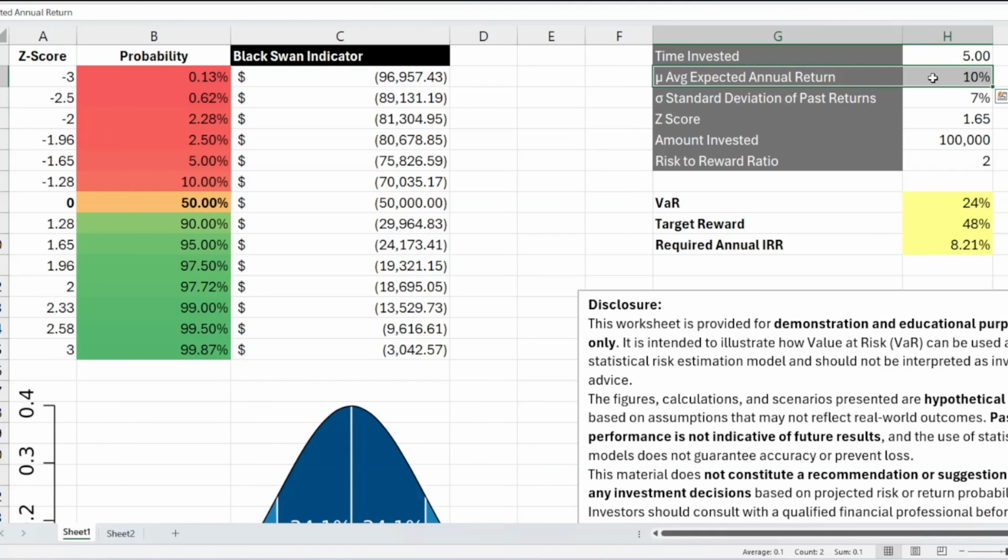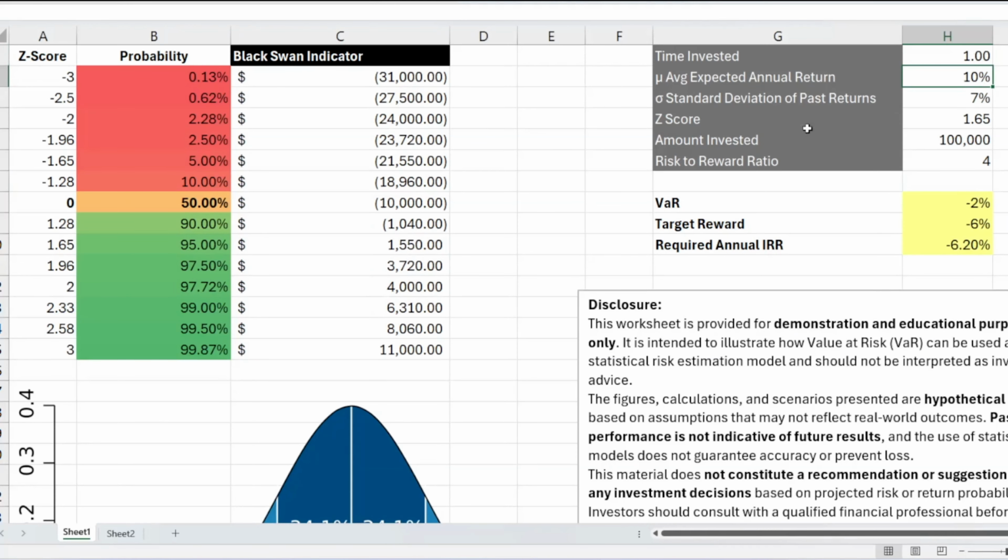Well, we see here that our expected return is above that. It's 10%. So in this scenario, if we were willing to risk 24% for a 2-to-1 risk to reward ratio, this investment would be worth it. Let's say we want a 4-to-1. Well, now we see that a 4-to-1 risk to reward, our required annual return increases and it doesn't meet our parameters. So this is a way for us to quantify our risk during a given period.